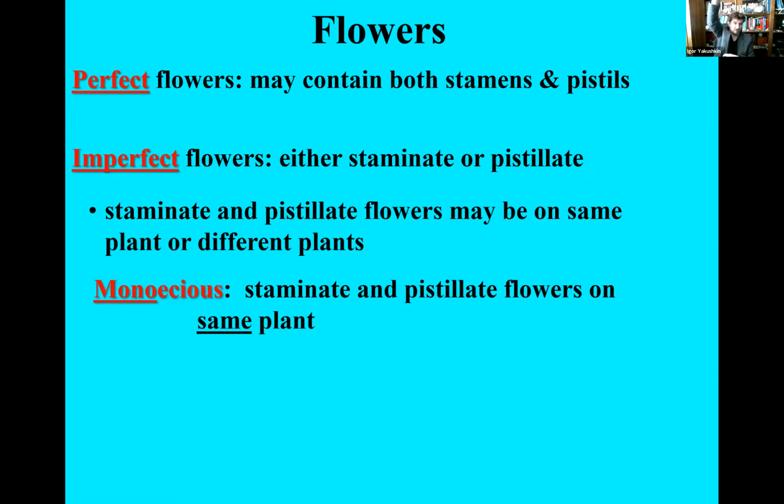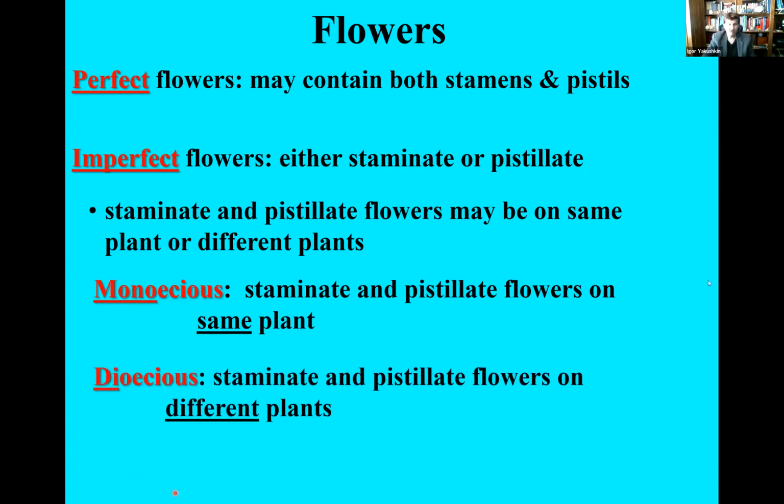Usually the staminates will be on top. The pistillates, the female flowers, will be closer to the middle part. This is what will grow into the corn themselves. And then, of course, dioecious. Staminate and pistillate will be located on different plants. We have a male plant versus a female plant.